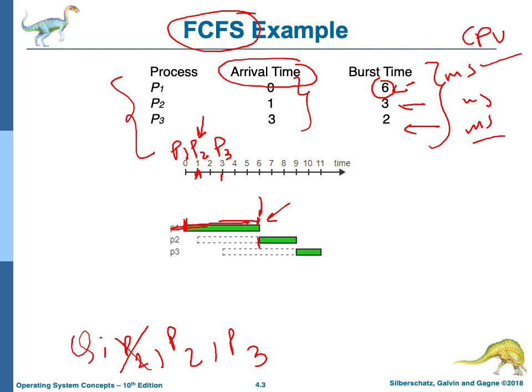The next one at the head of the queue will run, which is P2, starting at time 6, and P2 requires 3 milliseconds, so it's going to run between time 6 and 9, and then we remove P2 from the queue, and finally we have P3, which will run between 9 and 11 because it requires 2 milliseconds, okay?